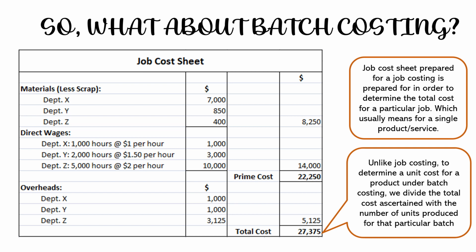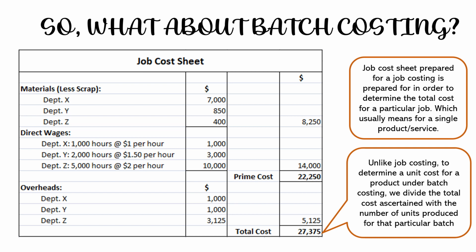So what about batch costing? For batch costing, the preparation of the cost sheet is the same as job costing. We identify all the direct materials, direct labor, direct expenses, and all the production overhead as well as admin and selling overhead to determine the total cost. It is similar to the job cost sheet of job costing, only that a job cost sheet prepared for job costing is usually used to determine the total cost for a particular job, for a single unit product.